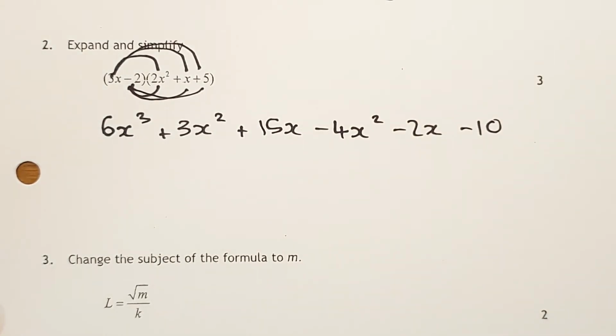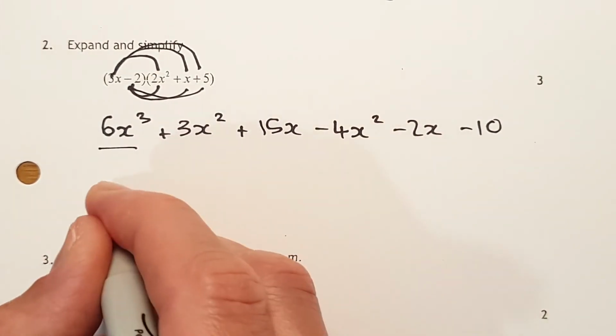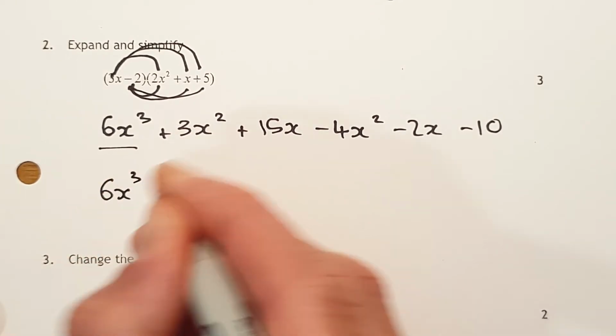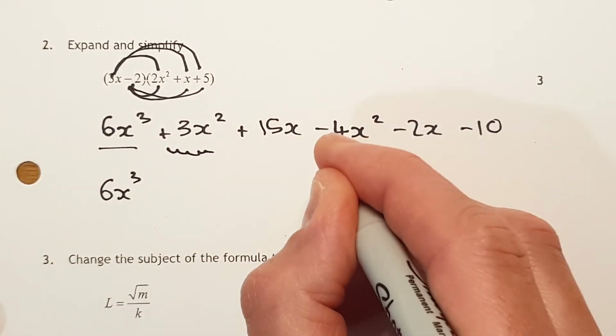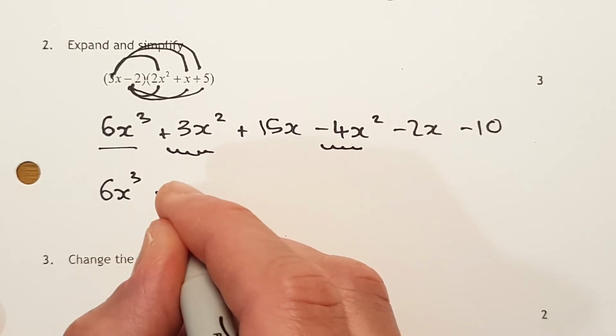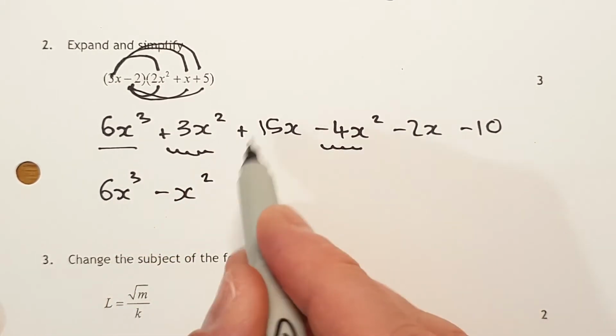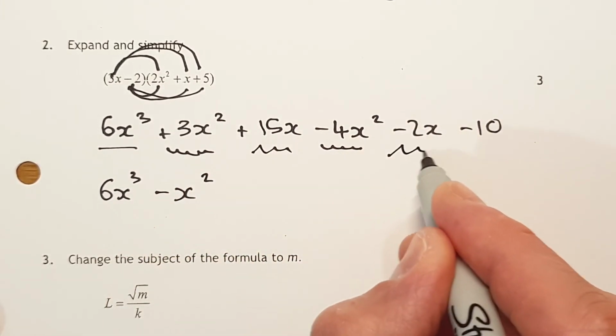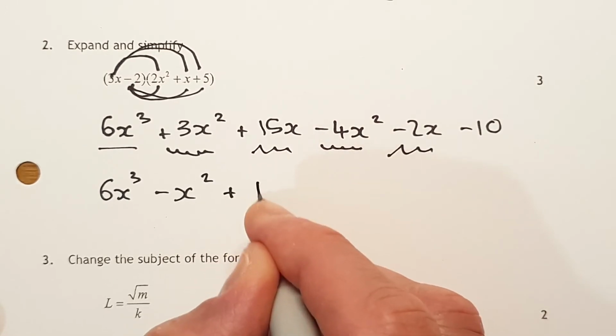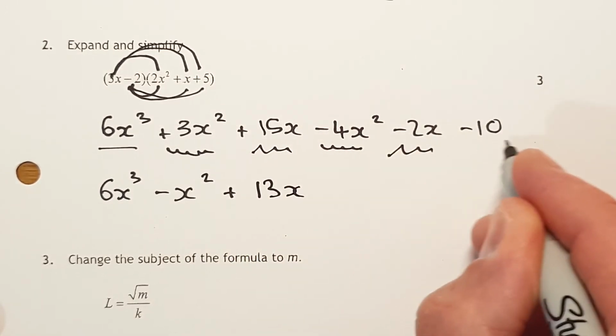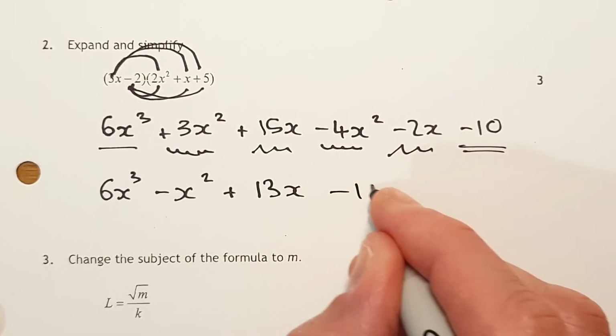I'm then going to tidy up all the different terms. Well, I've only got one cubed term, so I'm going to have 6x cubed. But then I've got 3x squared minus 4x squared is just minus 1x squared. We've got 15x minus 2x, that gives us plus 13x. And we've got this minus 10 on the end, like so.